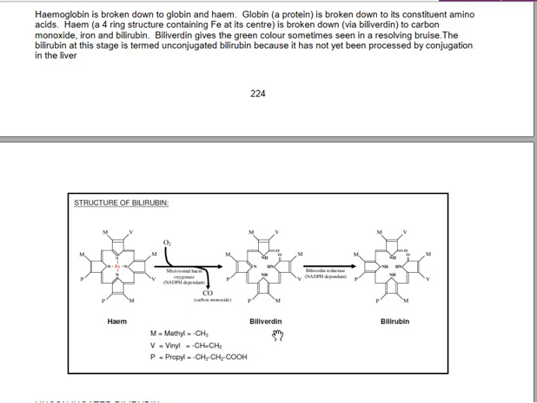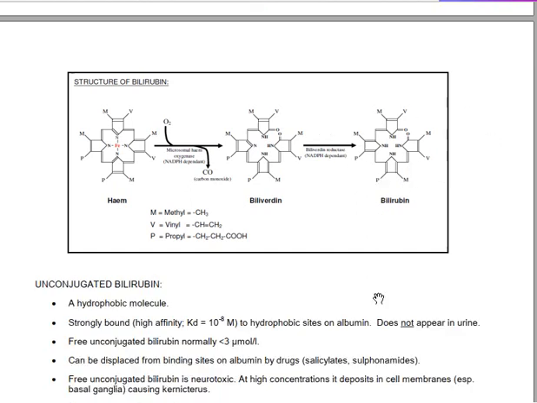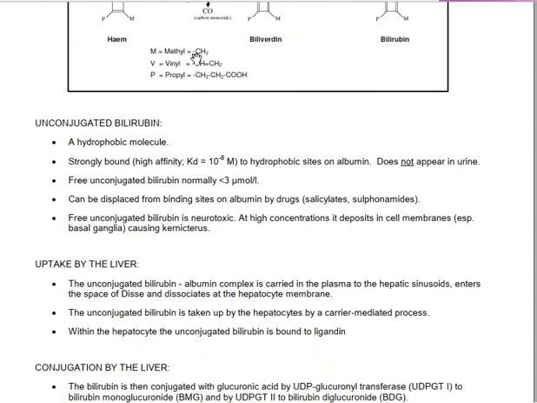Now the next step is that inside the liver cell, or any reticuloendothelial system, we have the conversion of biliverdin into bilirubin by biliverdin reductase. So here is biliverdin synthetase, and here is biliverdin reductase that produces bilirubin. Basically, here you use NADPH for the release of hydrogen into this part here. And you can see the different molecules here. After that, you produce this bilirubin.